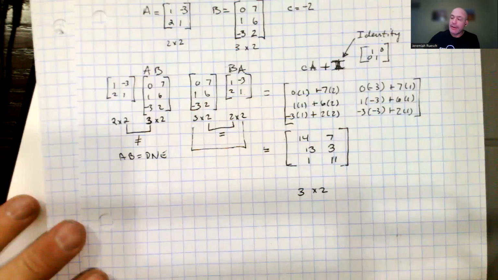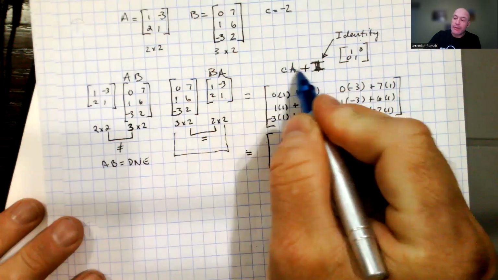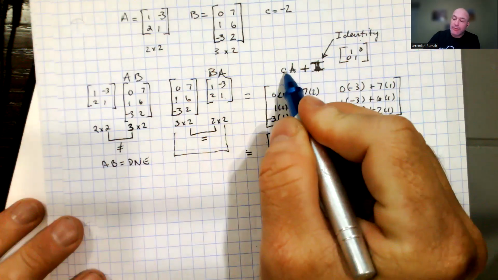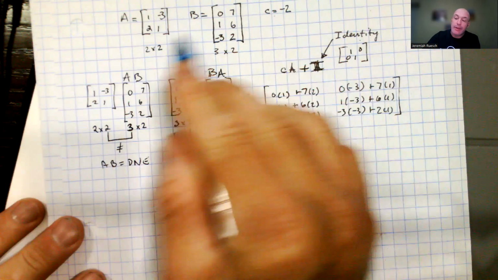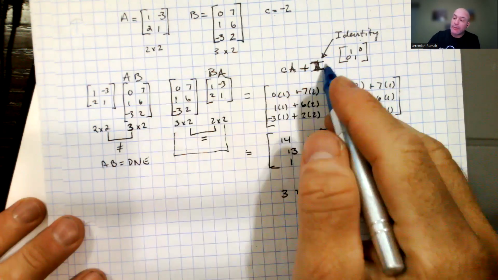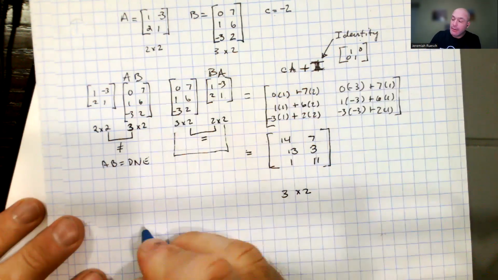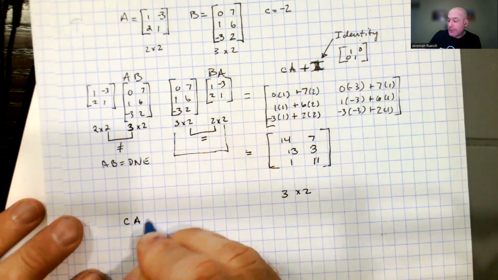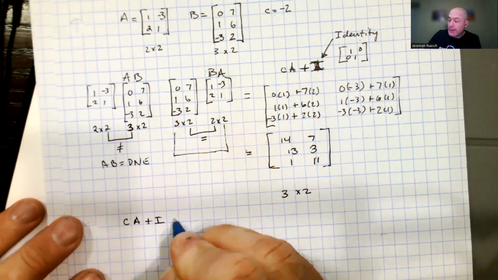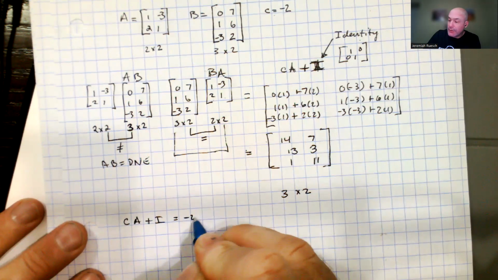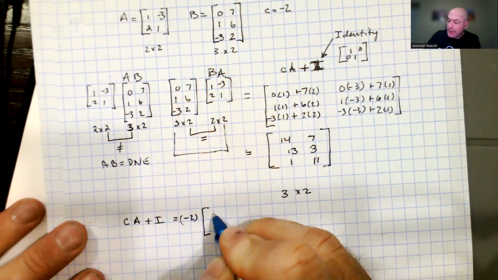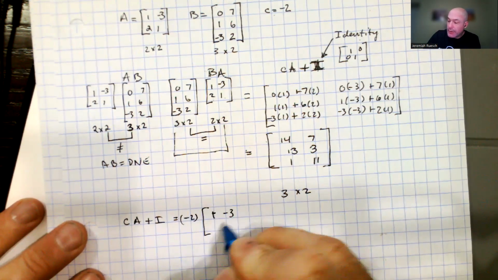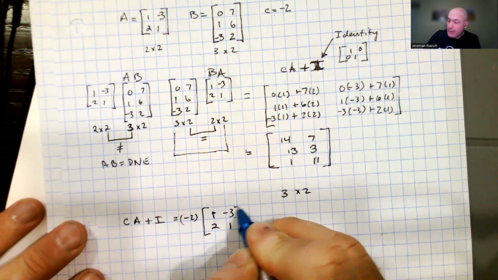Okay. All right. Let's go ahead and look at this particular one here then. And so we're going to multiply the scalar -2 times every element in A, and then we're going to add that to our identity matrix I. All right, so C times A plus I, and so we're calculating. So C was -2, and A was 1, -3, 2, 1.